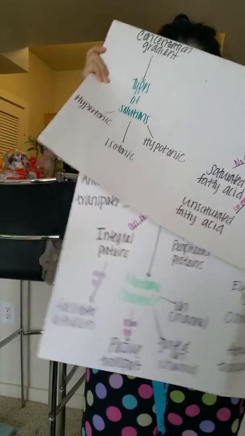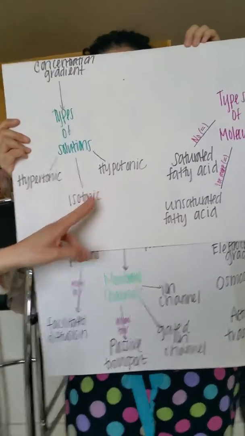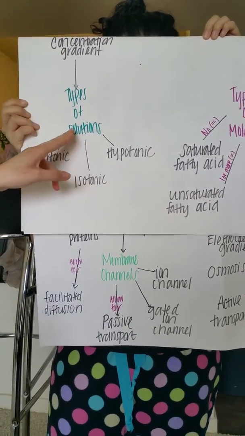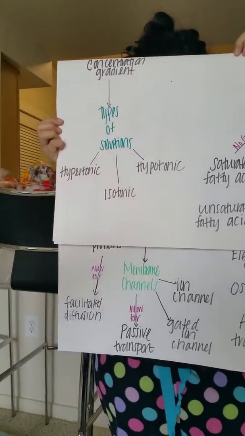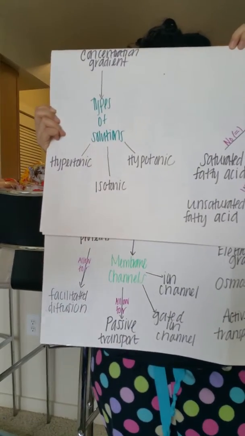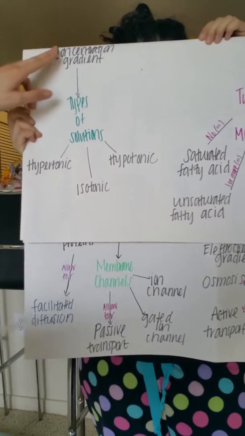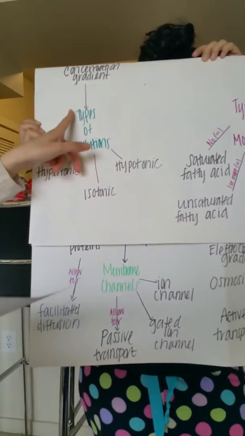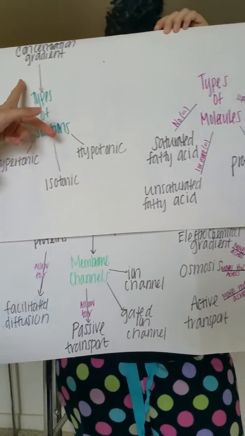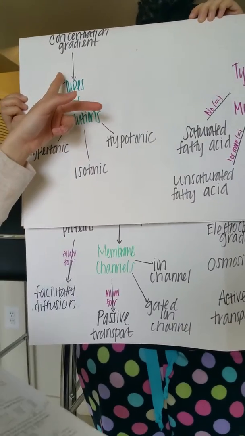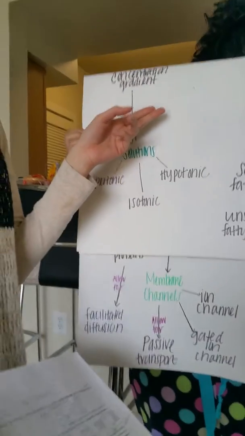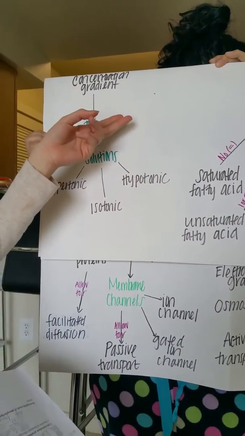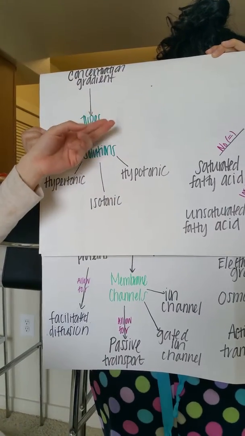Alright, so here we have two separate maps. We have our types of solution concept map. I'll start off by describing the concentration gradient, which is a gradual change in the concentration of solutes within a solution. So we have our high concentration solutes, which is where the molecules are tightly packed within a solution, as opposed to low concentrated solute, where the molecules are more spread out and there's less of them.